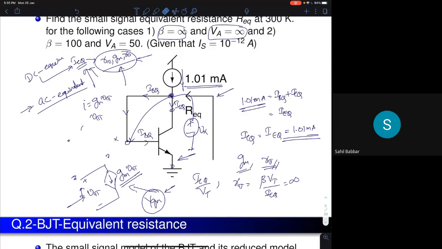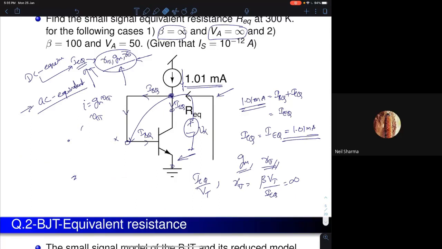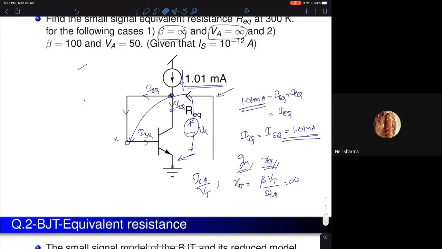Now, in the next question. Base and emitter are not the same. Emitter is ground. This is the base terminal. Ideally, you had R pi between base and emitter, the emitter is at ground, and you had a current source of value GM V pi. This is your collector terminal. R naught is infinity, so I'm not showing R naught.